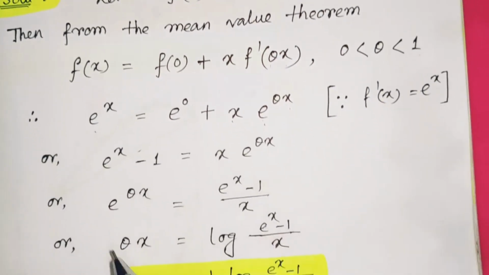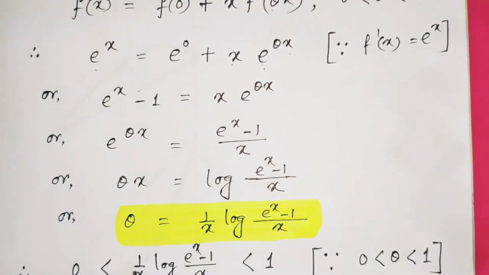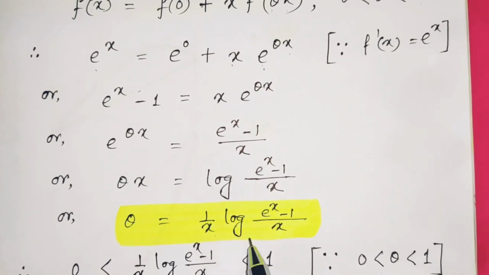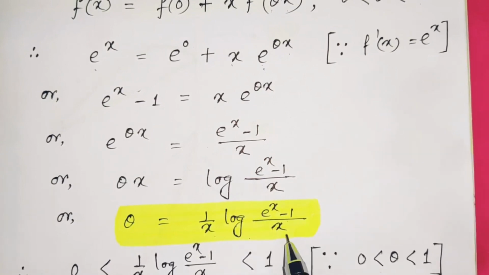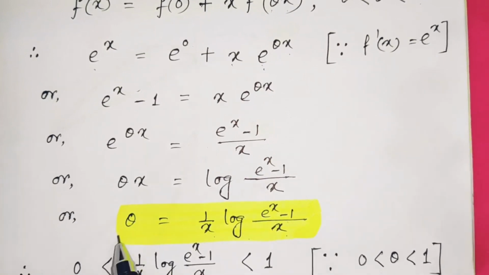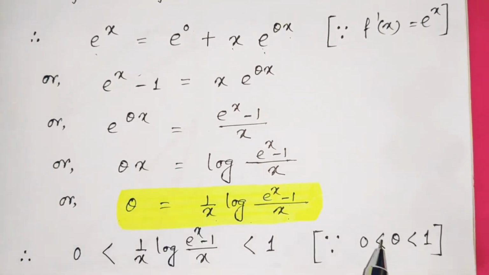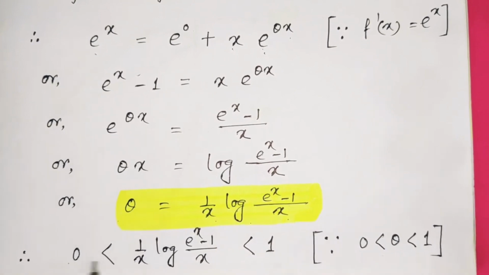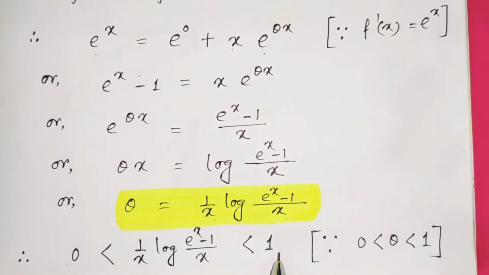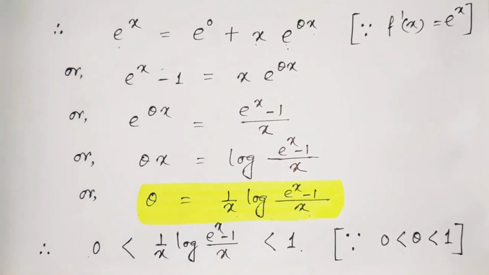Now if you simplify, then we will find theta is equal to 1 by x log of (e to the power x minus 1) by x. We know theta always lies between 0 and 1. Hence from here we can say this entire value lies between 0 and 1, which is our required proof, and hence the result.